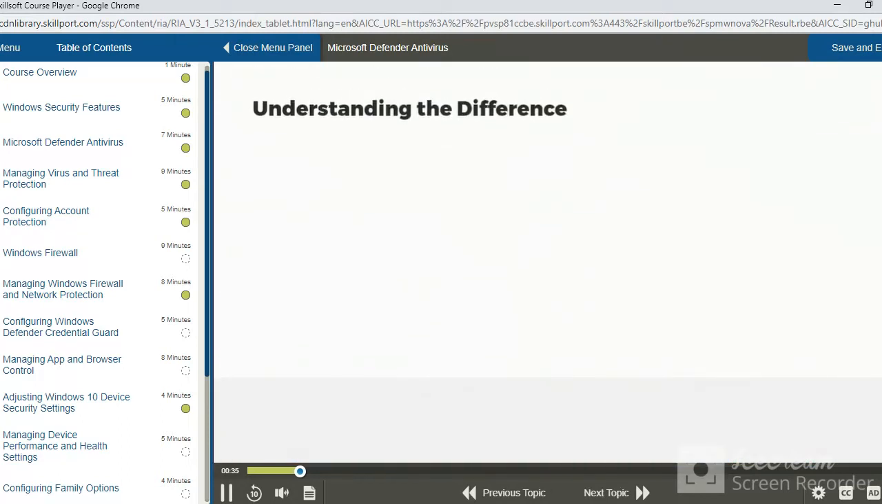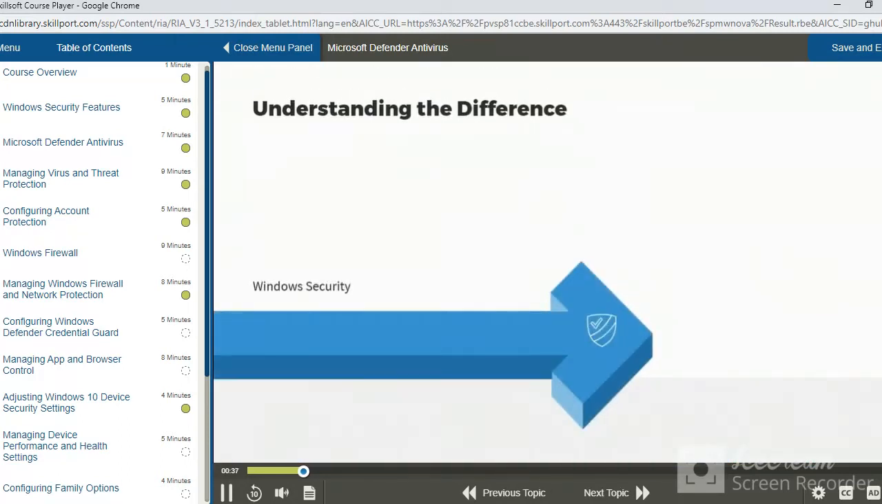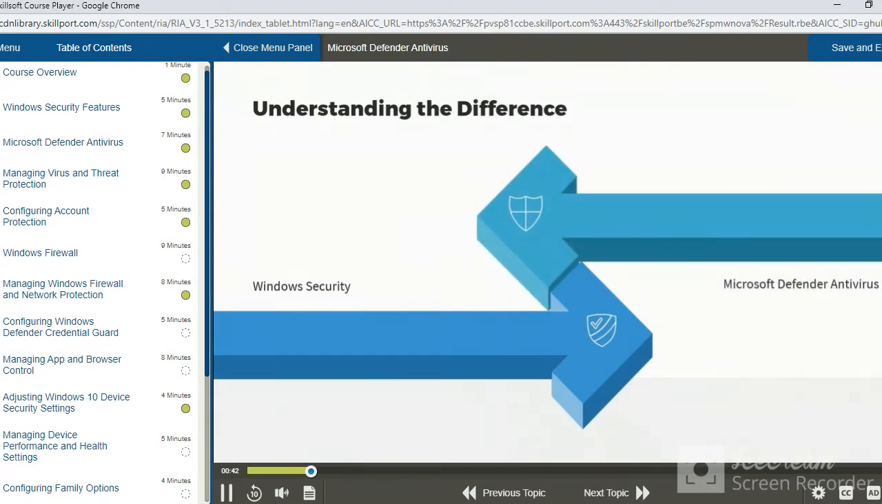But it's only one component of Windows security. So it's important to understand the difference between Windows security and Microsoft Defender Antivirus itself. Ultimately, Windows security is the complete suite of applications, if you will, including Microsoft Defender Antivirus. But Windows security also includes account protection, firewall protection, device security, family accounts, and various other components. So again, Defender is just one part of the overall Windows security application.